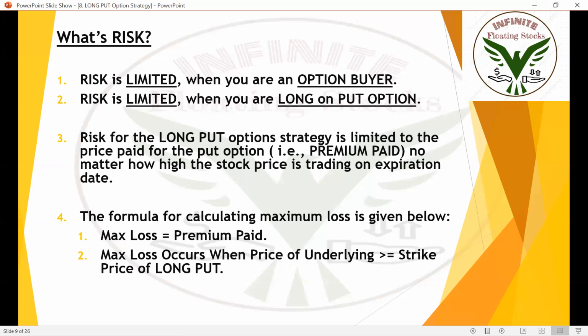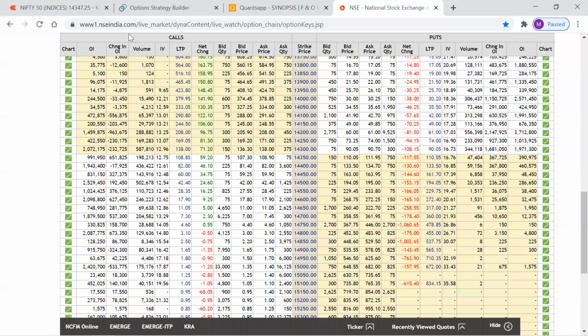If your view goes wrong, if the market went up instead of falling down, you'll be losing the premium you paid for going long on puts. That's it. So max loss occurs when the price of the underlying asset is greater than or equal to the strike price of the long put. I'll explain this with a payoff diagram. Okay, let's get on to payoff diagrams first.